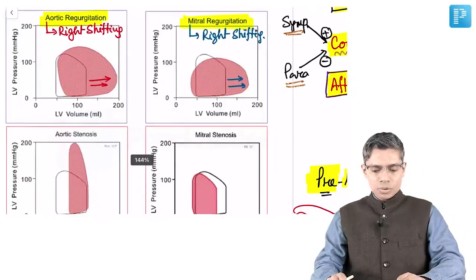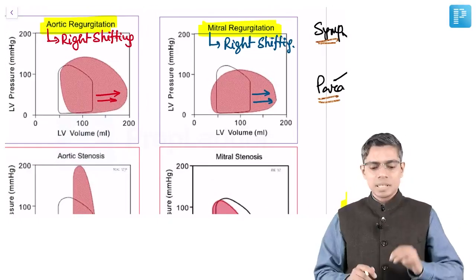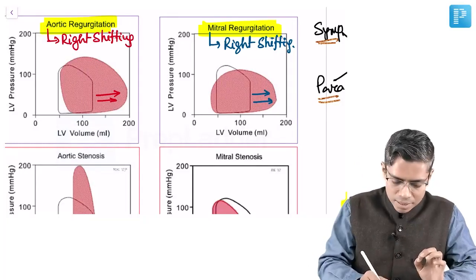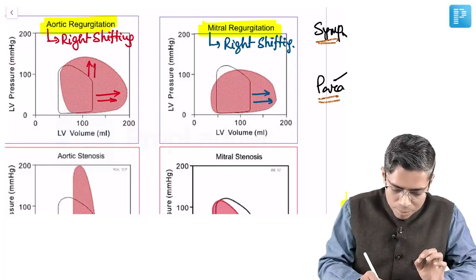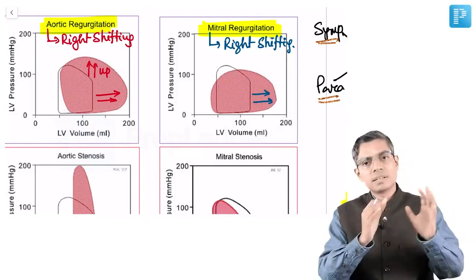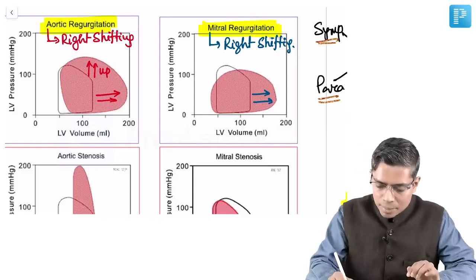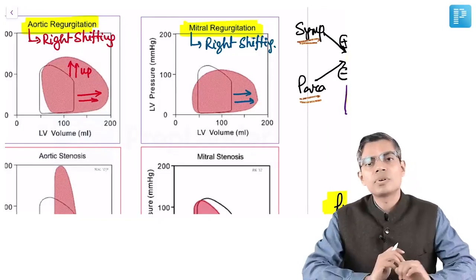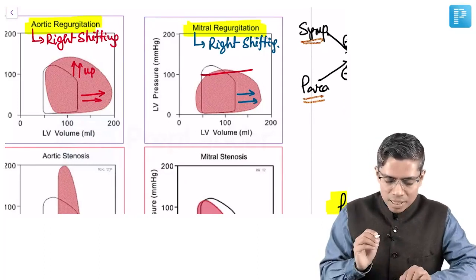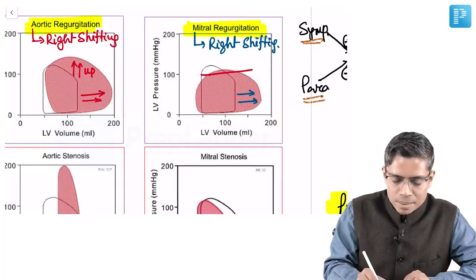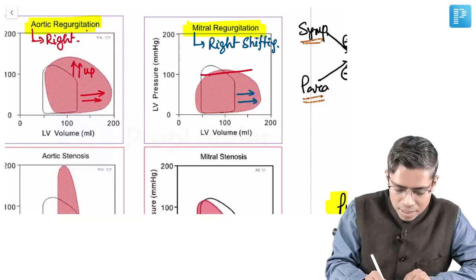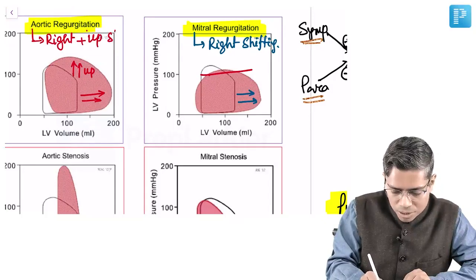But if you look at these two curves closely, you will find that in the case of aortic regurgitation, not only is there a right shift, there is also a little upward shifting of the curve. Okay, right is going on, but still a little upward shifting of this curve. But here in the case of mitral regurgitation, upward shifting is not there. So I can remember it like this: aortic regurgitation means right shifting plus upward shifting is also happening. So right and up shift.